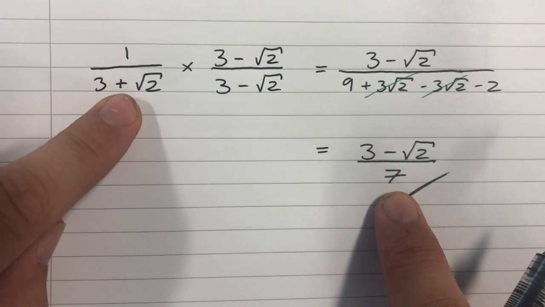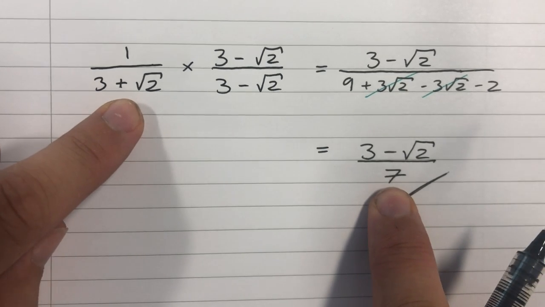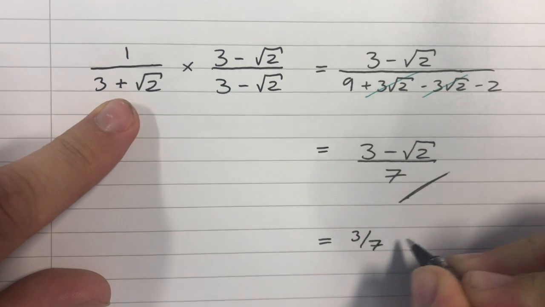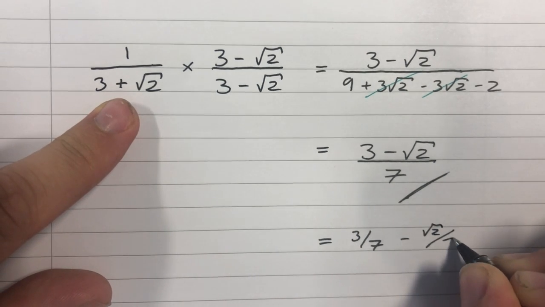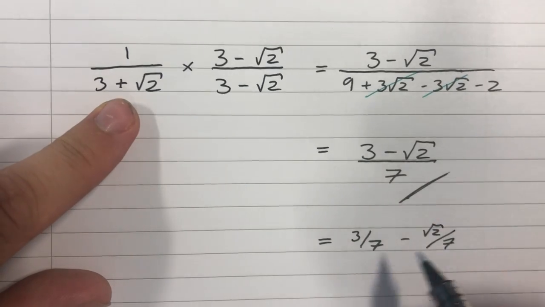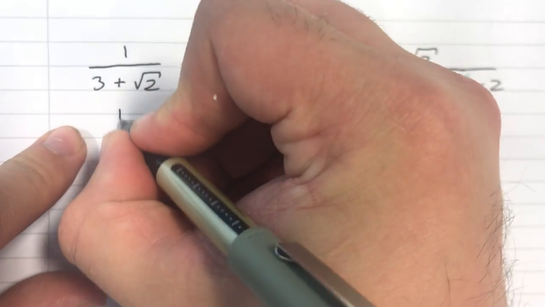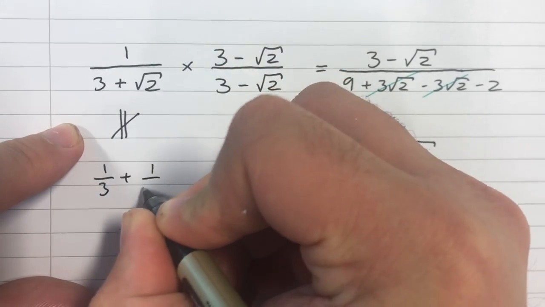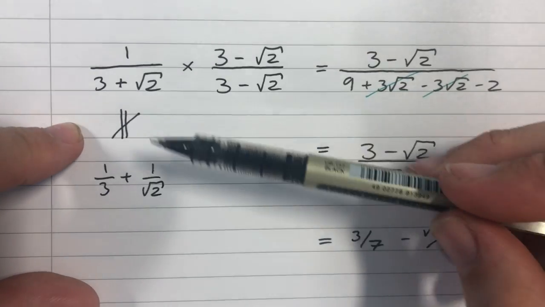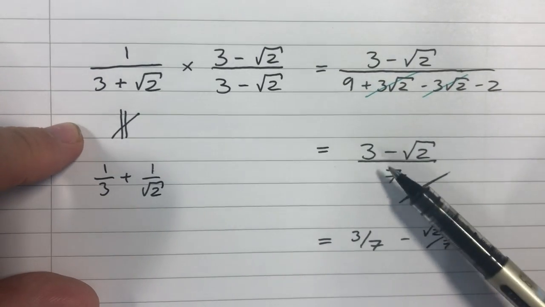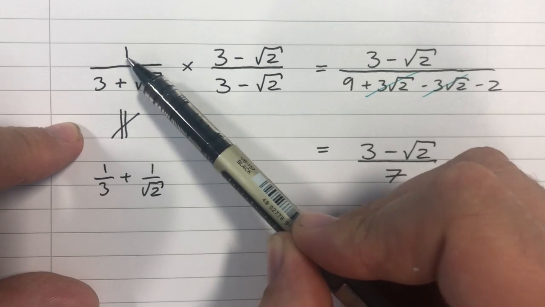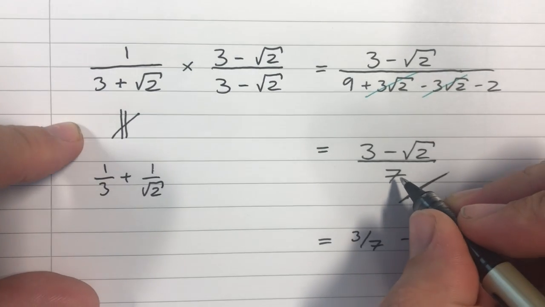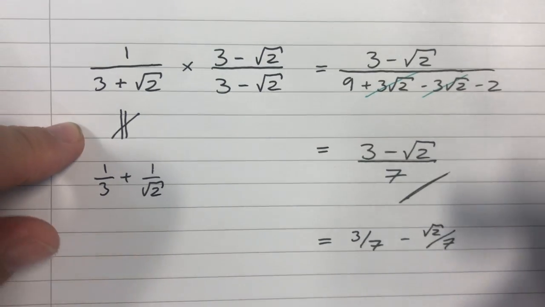So these two numbers are exactly the same number, but this one has a rational denominator. We could then split that up if you wanted to, say 3/7 minus root 2 on 7. This is exactly the same. Don't be tempted. Do not do this. It is not 1 on 3 plus 1 on root 2. That is bad maths. Do not do that. You can split a top up by the bottom, but you cannot split the bottom up by the top. That's because of something called the distributive property.